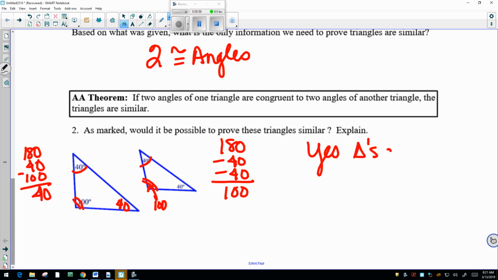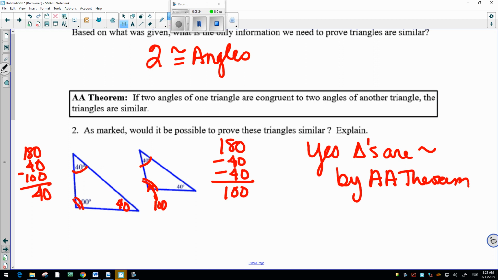So triangles are similar, the one squiggle, that's your similar symbol, and I can say by that angle theorem. Okay, and notice if two angles of one triangle are congruent to two angles of another triangle, well, then the third has to be congruent no matter what, automatically, which is also a nice little theorem that's called your third angle theorem.